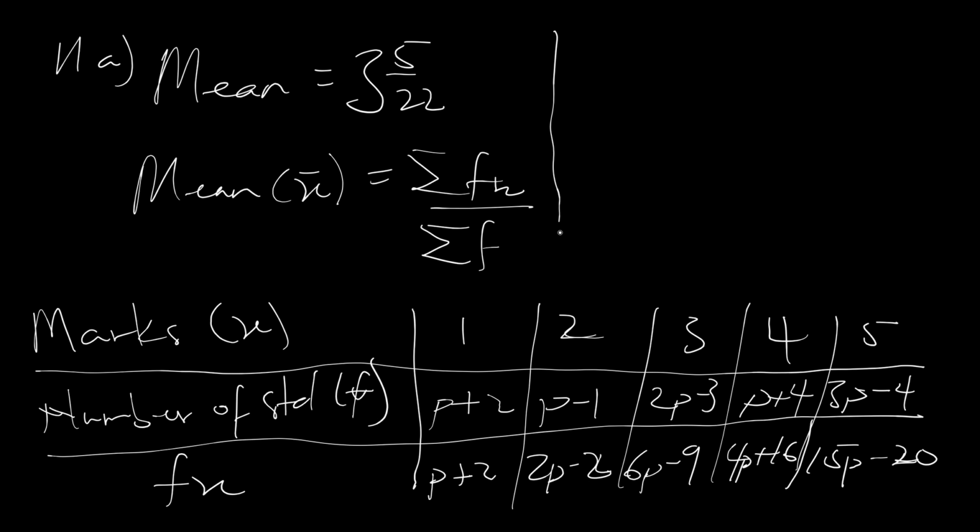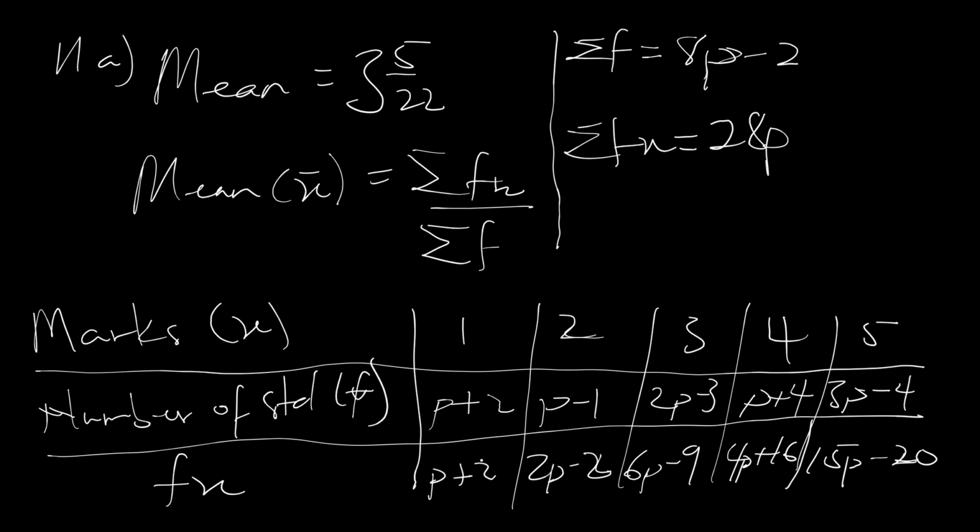So we can say that the sum of f will be equal to p plus 2p plus 4p plus 3p, which will be 8p, and 2 minus 1 minus 3 plus 4 minus 4 will be minus 2. For the sum of fx, we have p plus 2p plus 6p plus 4p plus 15p, and this will give us 28p. Then we have 2 minus 9 plus 16 minus 20, and that will be minus 13.